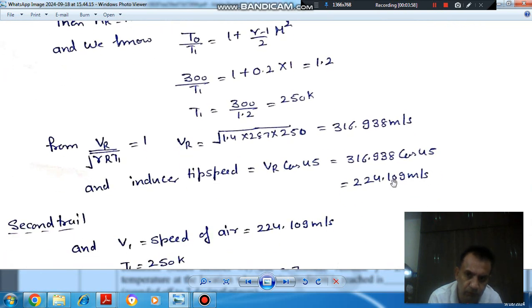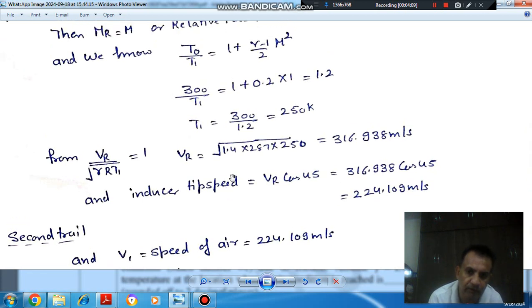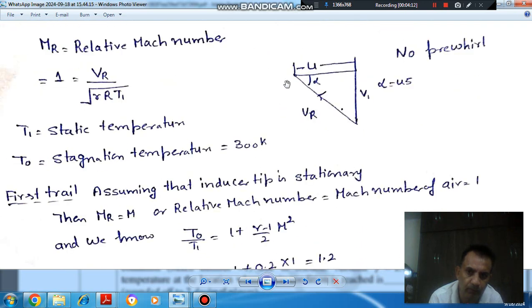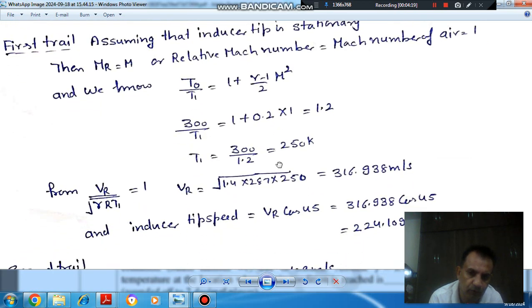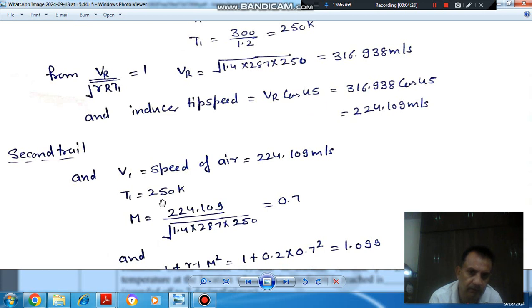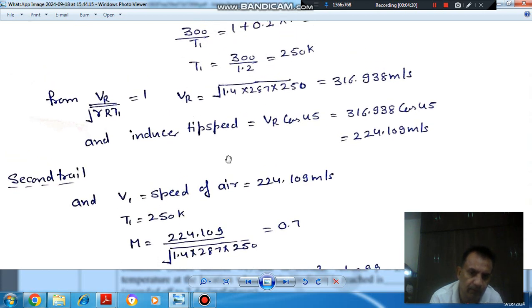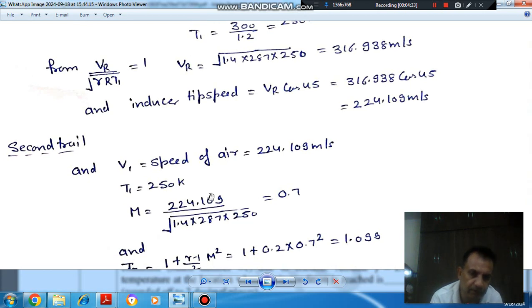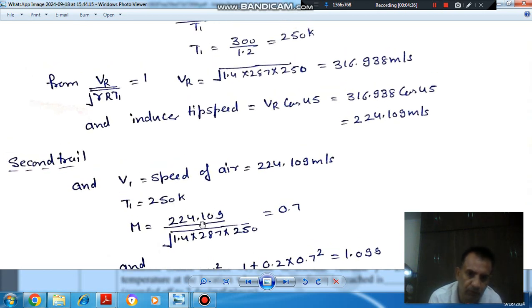Now we will perform a second trial based on this inducer tip speed. When the inducer tip speed is 224 meters per second, V1 will also be 224.109 meters per second, because alpha is 45. T1 is 250 Kelvin, as we found. The actual Mach number is 224.109 divided by root gamma R T1, which comes out as 0.7.